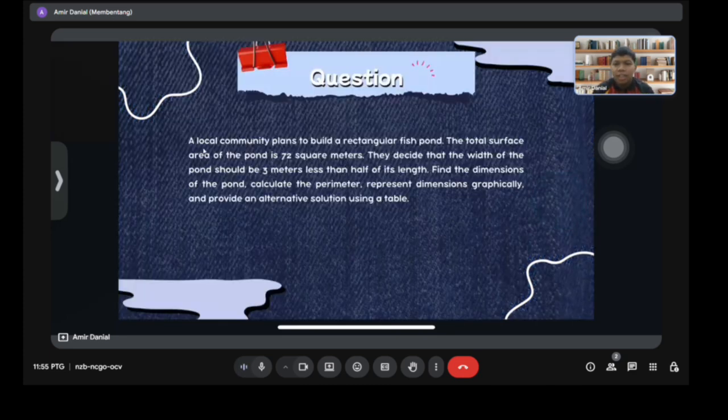The question is, a local community plans to build a rectangular fish pond. The total surface area of the pond is 72 square meters. They decide that the width of the pond should be 3 meters less than half of its length. Find the dimensions of the pond, calculate the perimeter, represent dimensions graphically, and provide an alternative solution using a table.